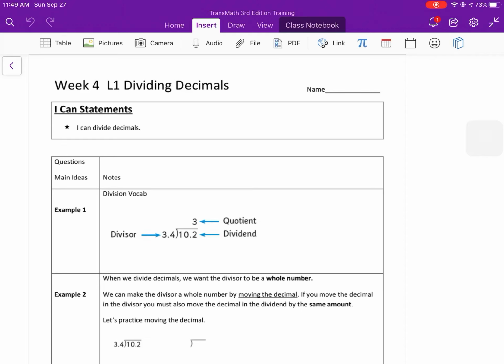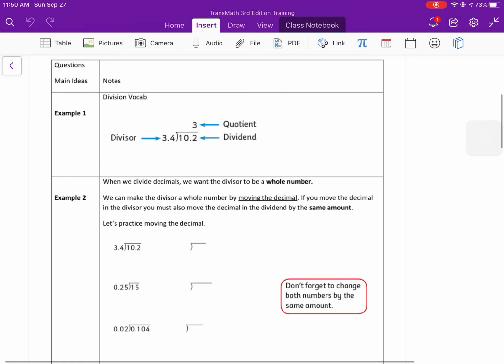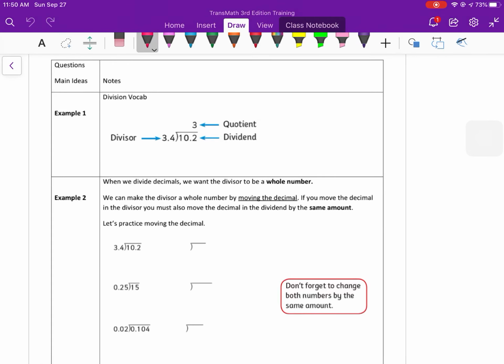Hey class, welcome back. Today's focus will be dividing decimals. It's going to be week 4, lesson 1. So just a little division vocab. This problem right here, written like this, is really 10.2 divided by 3.4 equals 3.